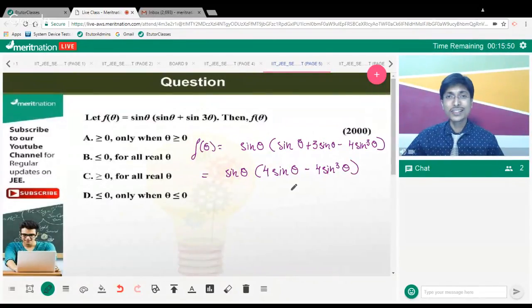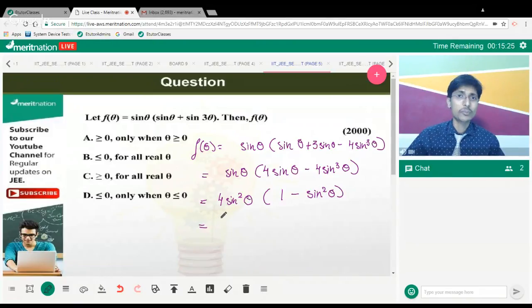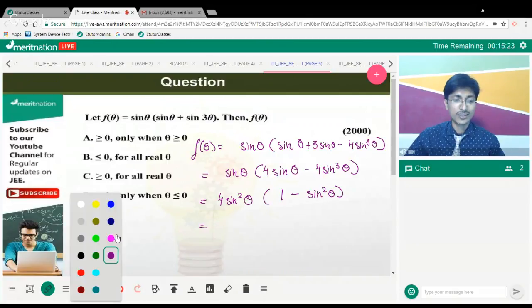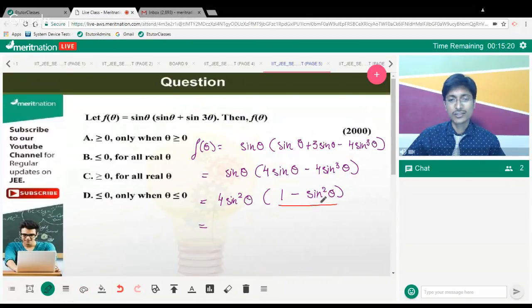Now, guys, what will come out of it as common? 4 sine theta will come common. So I'll be having 4 sine square theta outwards. And inside the bracket, I'll be having 1 minus sine square theta. Now, everyone knows that 1 minus sine square theta is cos square theta. So there's nothing difficult in this. So I'll be having 4 sine square theta into cos square theta.